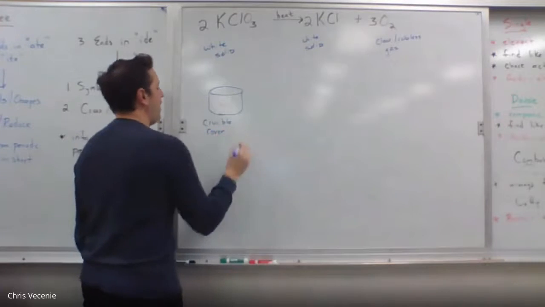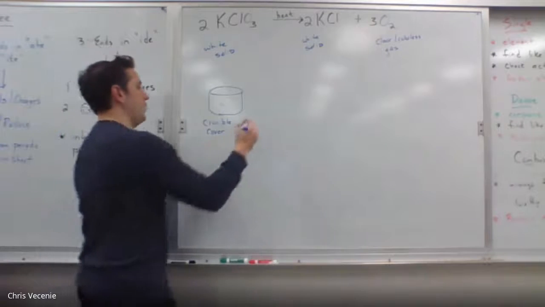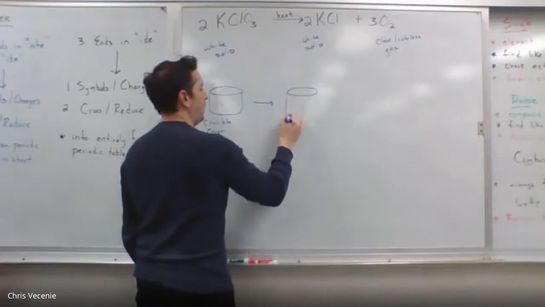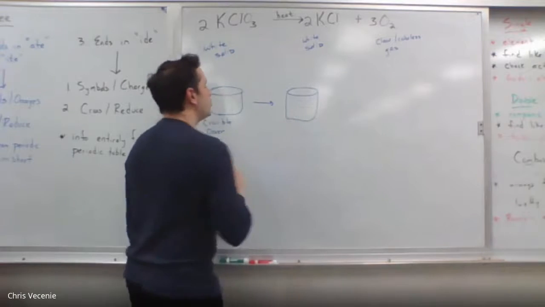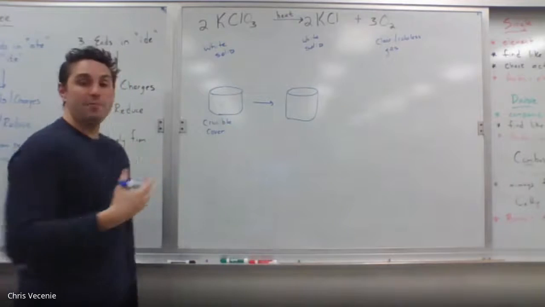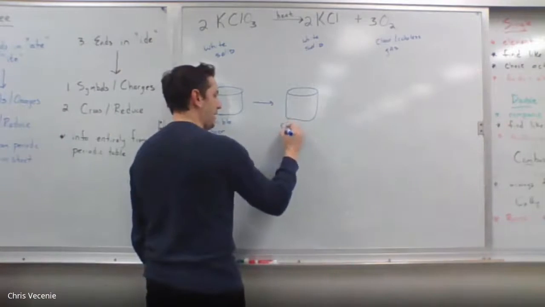And I'm going to measure how heavy it is by itself. So we're going to measure that thing empty. Then what we're going to do is we're going to put about 2 grams of potassium chlorate into it. Doesn't even matter if that's what it says on the balance, because I'm going to measure its mass again.